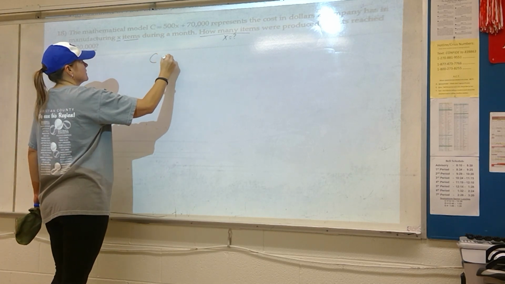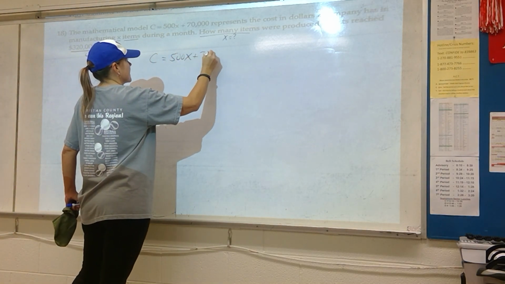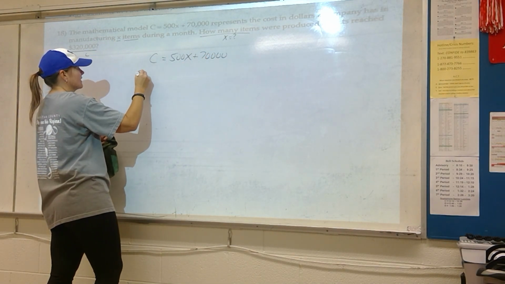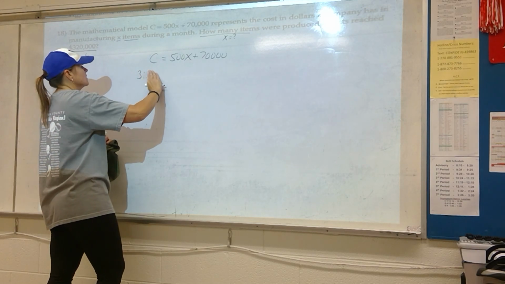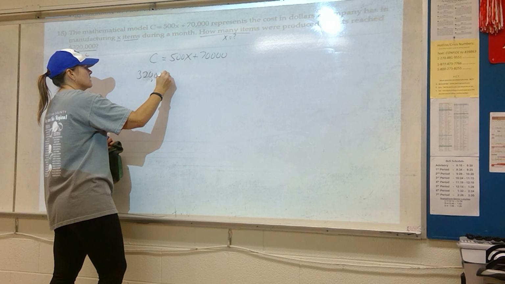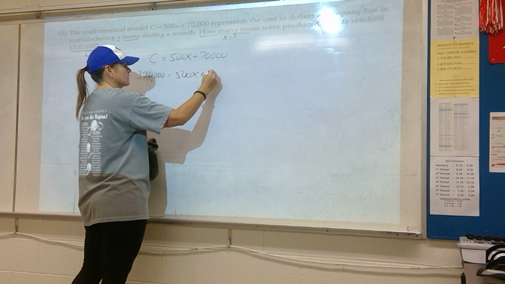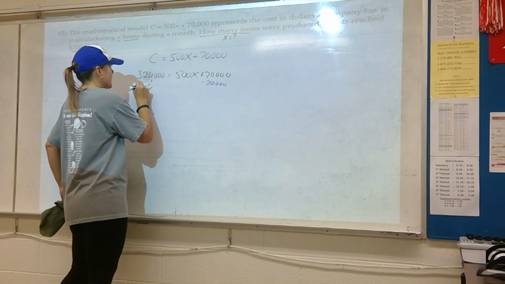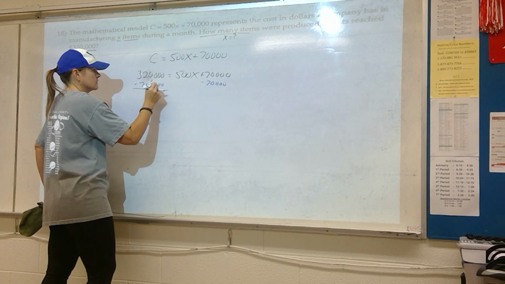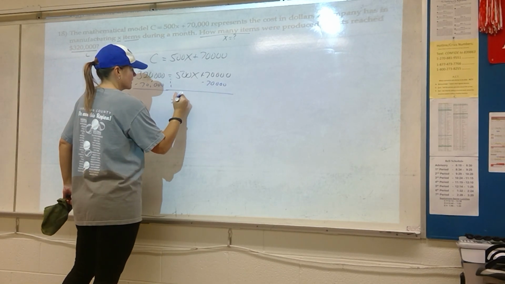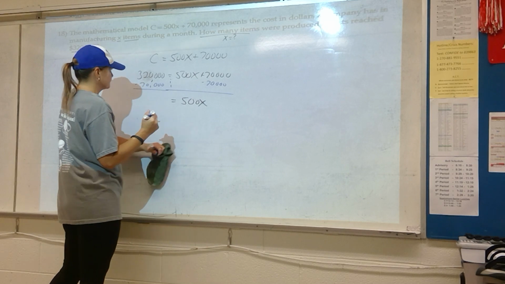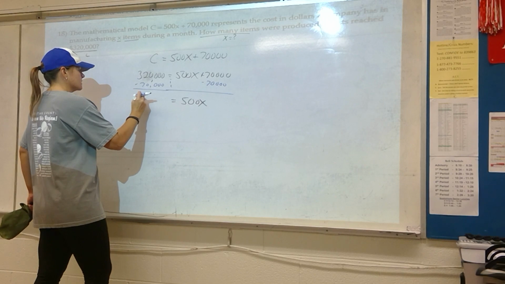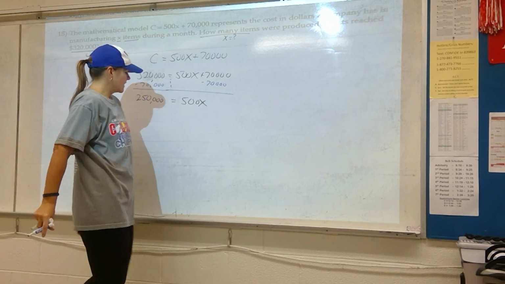So in your equation, C equals 500x plus 70,000, you're looking for x, you know C. So you plug C in on the left, 320,000, and then we're going to solve for x. And that's a two-step equation, so you're going to minus 70,000, minus 70,000. You're left with 500x, 320,000 minus 70,000. I think that's about 250,000. Probably should use a calculator to check that. And then divide by 500.